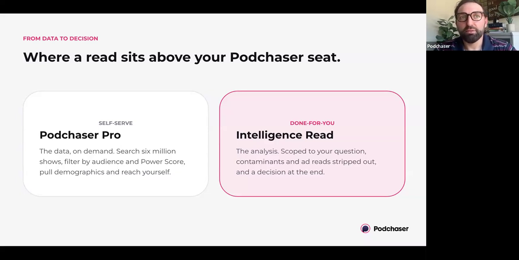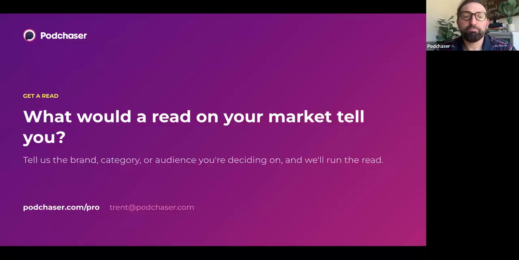So consider me a true believer in being able to take all this data now. And again, on the done-for-you side, talk to your client success manager. If you want a sample or an example, we'd be happy to pull that for you as well, just so you can start to see how cool this actually looks, and how it basically builds your roadmap within the podcast medium specifically. So, what would you want to read on? What would you want the market to tell you? Give us the brand, category, audience you're deciding on, and we will run the read. And that is our call to action for today. Please take us up on this offer, and we'd be happy to pull one of these for you.